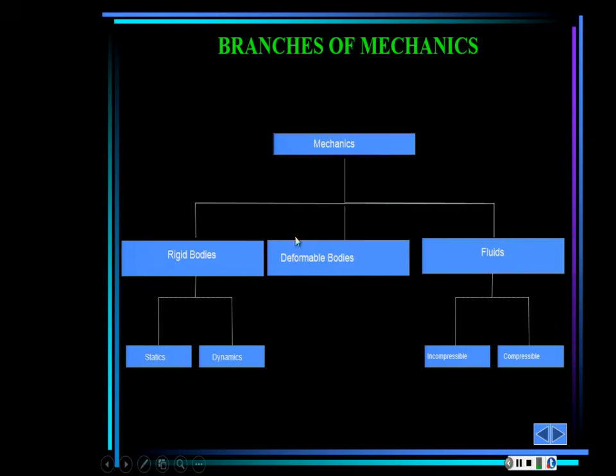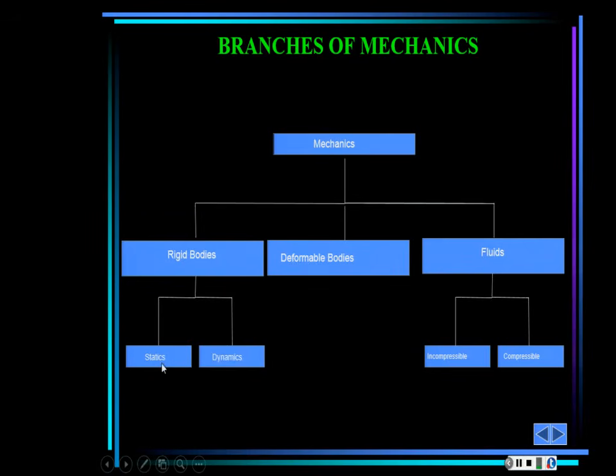And this part of the deformable bodies is what you're going to be studying in mechanics of materials or strength of materials, depending on what class you are taking and what your major is. They name it differently. It's also called mechanics of deformable bodies or solid mechanics. And then you have statics and dynamics.